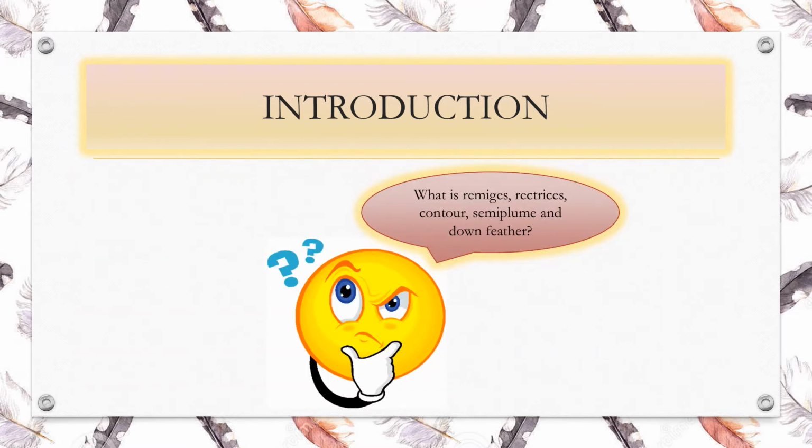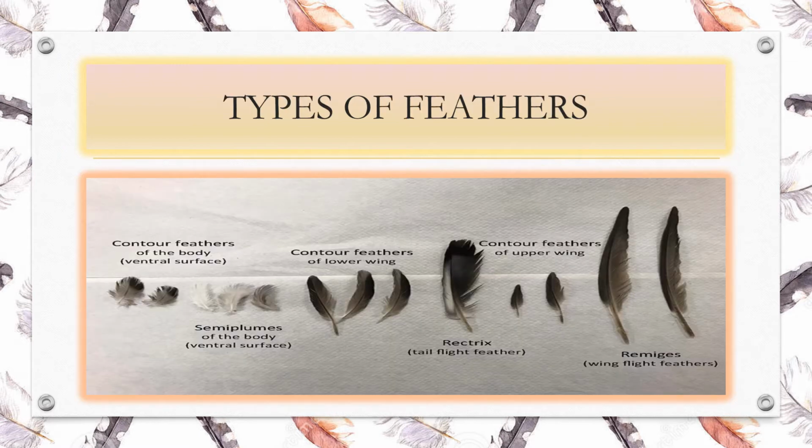What are remiges, rectrices, contour, semi-plume, and down feather? Okay, these are the types of feathers present in a pigeon. There are contour feathers of the body, contour feathers of the lower wing, contour feathers of the upper wing, and we have semi-plumes of the body, rectrices, and remiges. There is another feather, which is the down feather, that is not included in this picture. Later we will see how the down feather looks.